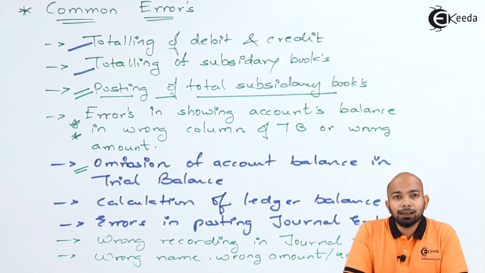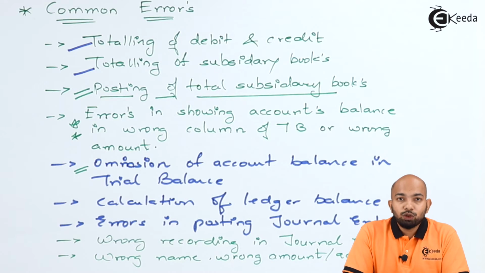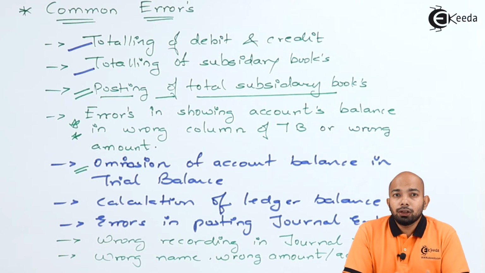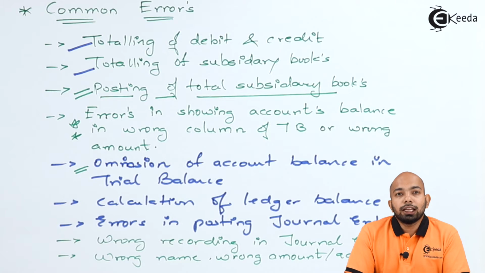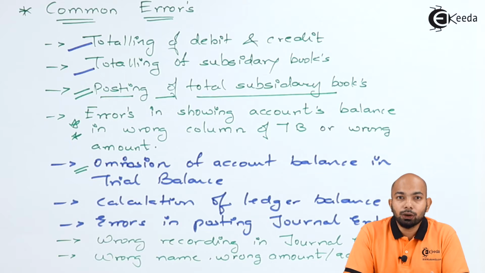Omission of account and trial balance. There are two kinds of omission: complete and partial. When you talk about complete omission, there is no effect of rectification, because the transaction itself has been omitted. So a complete omission won't be reflected in your trial balance, or show any effect in it, the reason being that the specific transaction has been completely omitted.